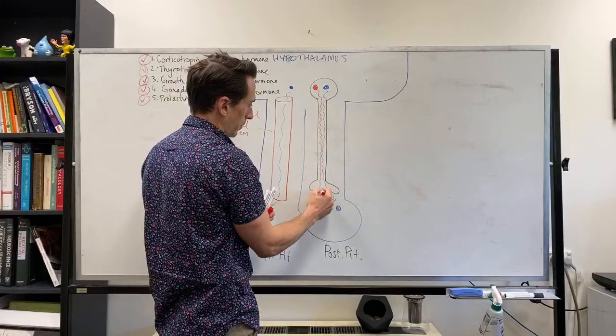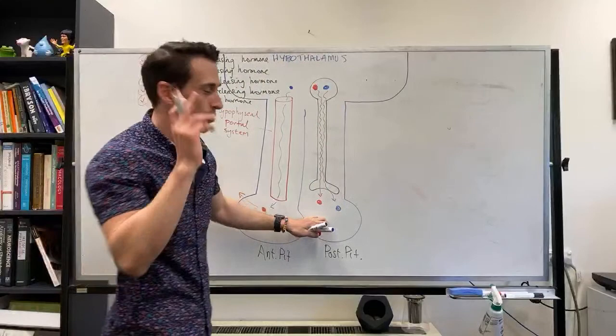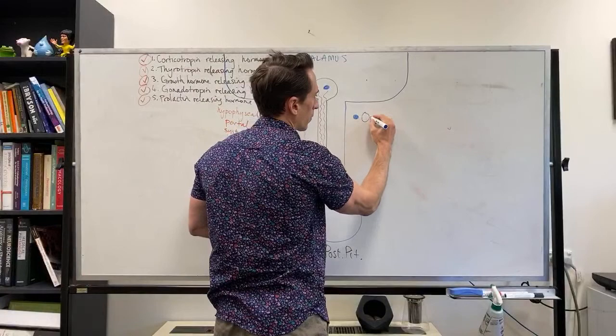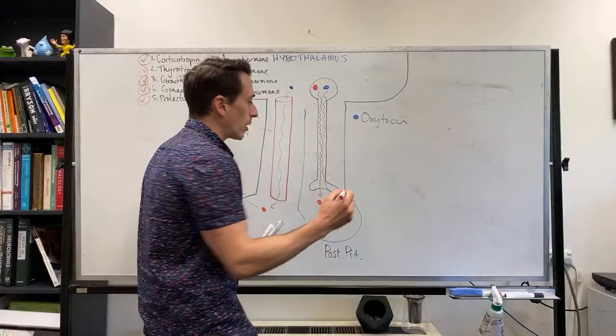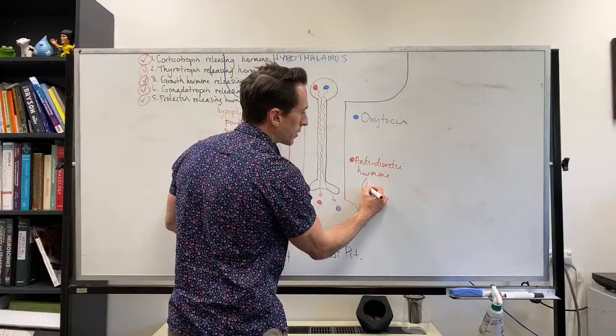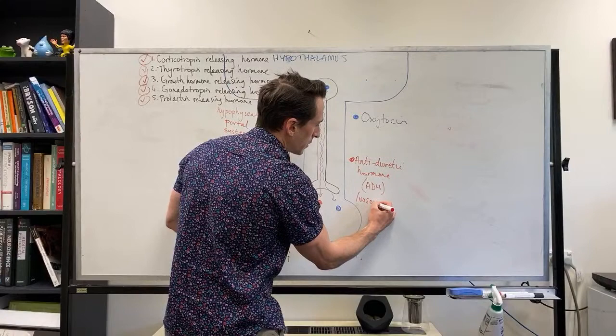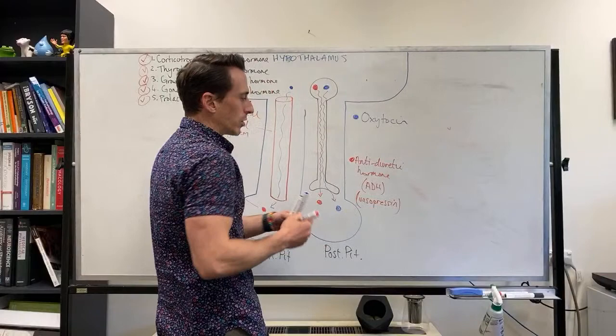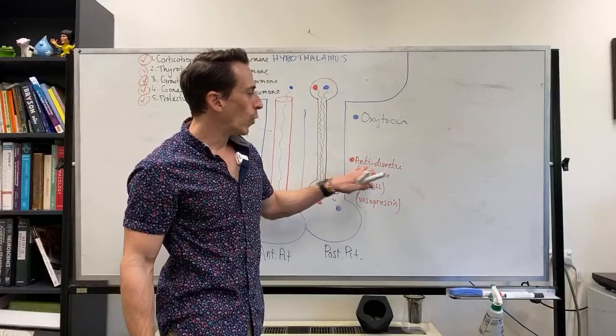Produced in the hypothalamus and stored in the posterior pituitary. These are the two hormones. Oxytocin. And the second one, antidiuretic hormone, also known as ADH, and sometimes known in your textbook as vasopressin. The only time I really read vasopressin is when I'm reading an American journal or textbook. All right, so we refer to it as ADH. All right, here's what these two hormones do.